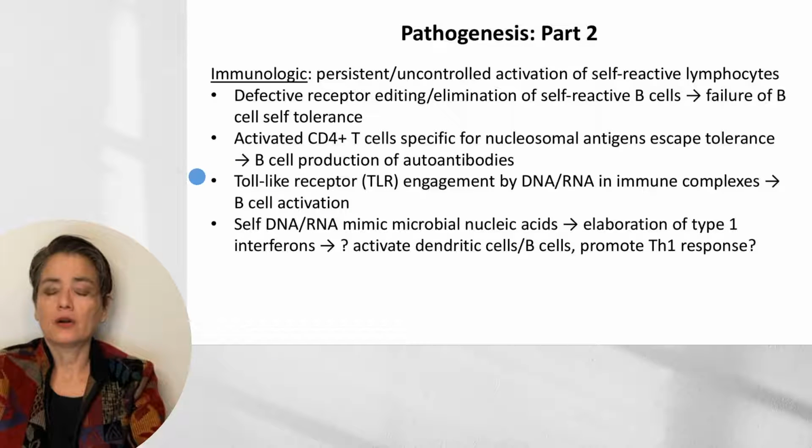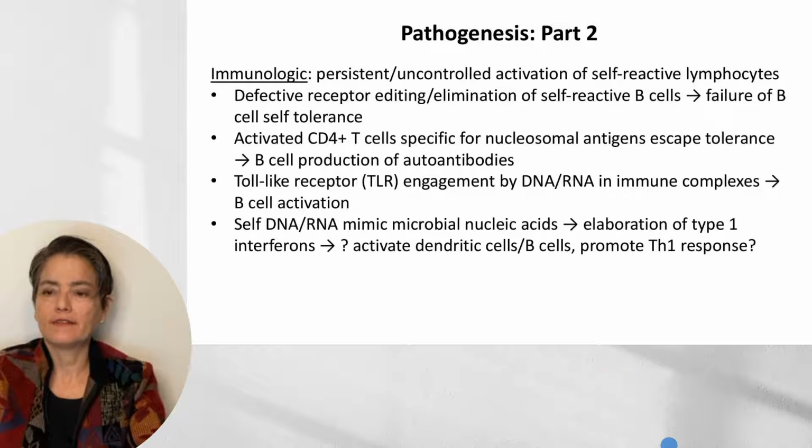Toll-like receptors are designed in the immune system to engage with DNA and RNA, and this self-DNA and RNA can mimic microbial nucleic acids, causing our immune cells to elaborate type 1 interferons, which may activate dendritic cells and B cells and promote a Th1 response. And this engagement with DNA and RNA, which again is initially designed to recognize microbial nucleic acids, in this context, where we're recognizing self-DNA and RNA, we get B cell activation.